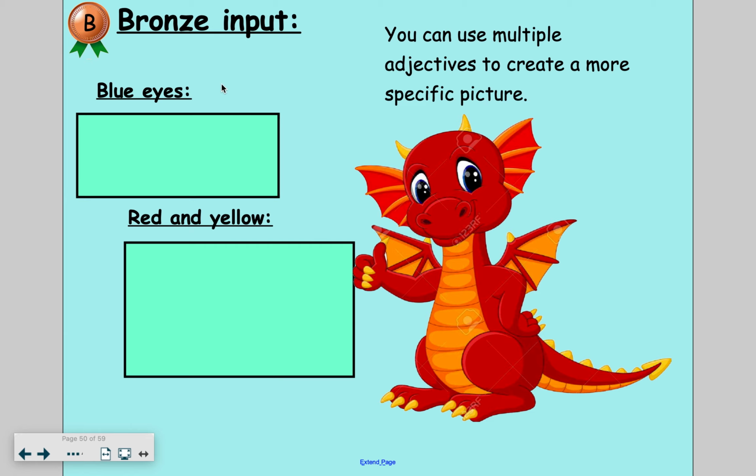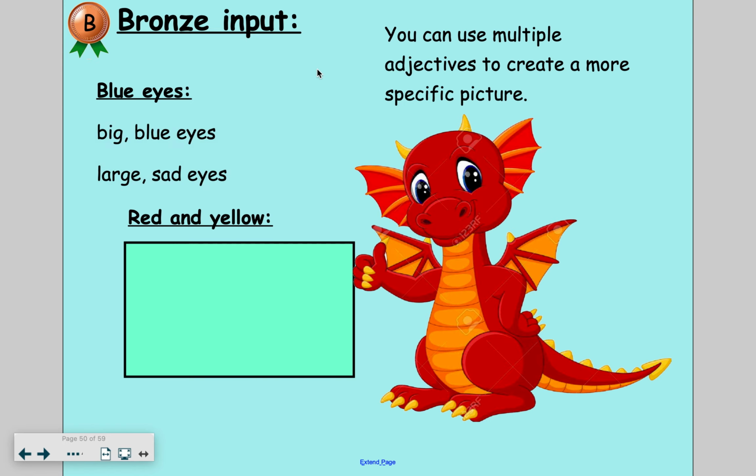So instead of just saying, the dragon had blue eyes, you could say, the dragon had big blue eyes. Now remember, you use a comma between your 2 adjectives because it's what is it? Extended noun phrase. Well done, I heard you all shout that. Or you might say large, sad eyes.